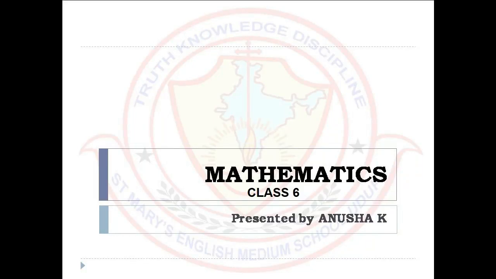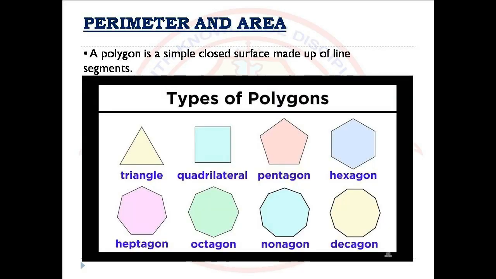Hello everyone. Today we are going to learn a small concept in mathematics. We are going to study about perimeter and area. Before going to the concept, you should know what is a polygon. A polygon is a simple closed surface made up of line segments.